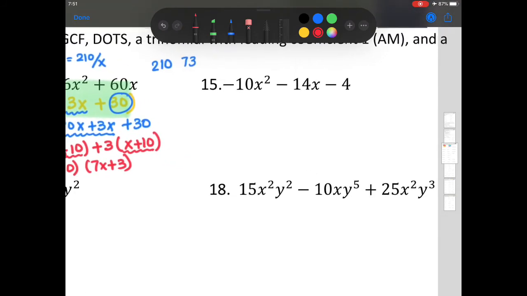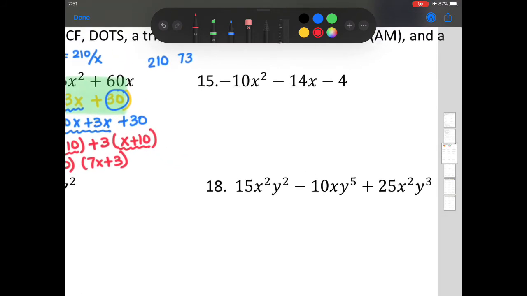Again, if you want to pause the video, go ahead, try number 15. Okay, anytime you're working with these questions, you want to make sure your leading coefficient is always positive. It is not positive, so I know I'm going to already factor out a negative. What else? Is there another GCF? It is 2, negative 2. So what are you left with? 5x squared plus 7x plus 2, right?